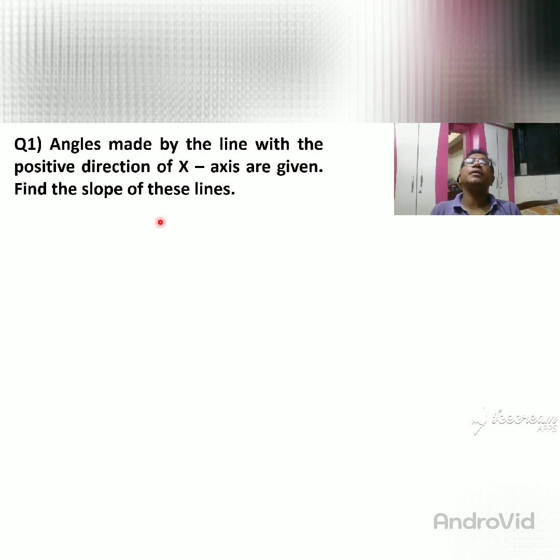The angle made by the line with the positive direction of the x-axis is given. Find the slope of this line. So if you want to find the slope and they give the angular value of theta, then you can find tan theta. Means the angle is given and they say find the slope, then you have to use tan theta.